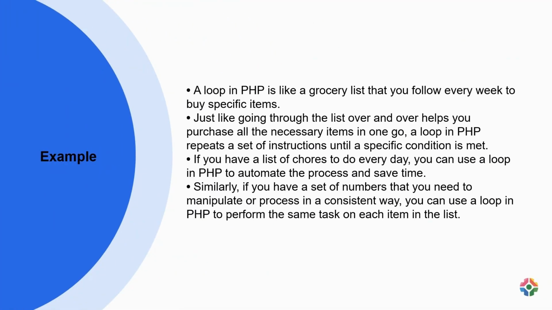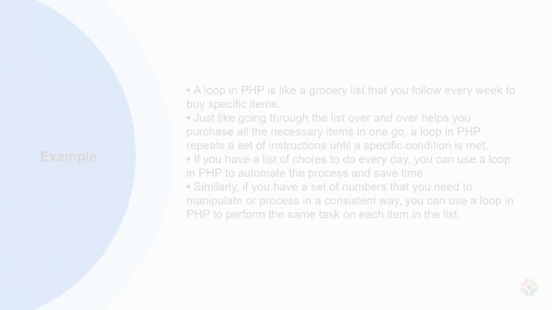A loop in PHP is like a grocery list that you follow every week to buy specific items. Just like going through the list over and over helps you purchase all the necessary items in one go, a loop in PHP repeats a set of instructions until a specific condition is met. If you have a list of chores to do every day, you can use a loop in PHP to automate the process and save time. Similarly, if you have a set of numbers that you need to manipulate or process in a consistent way, you can use a loop in PHP to perform the same task on each item in the list.